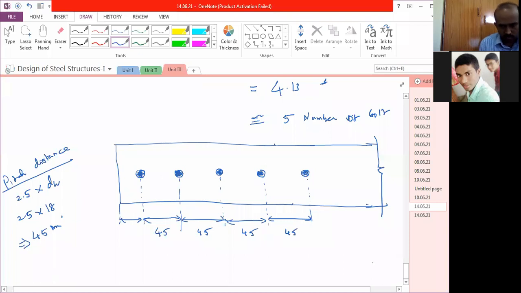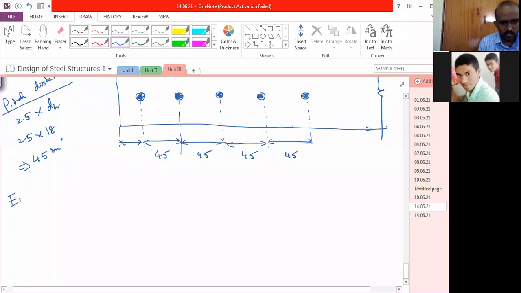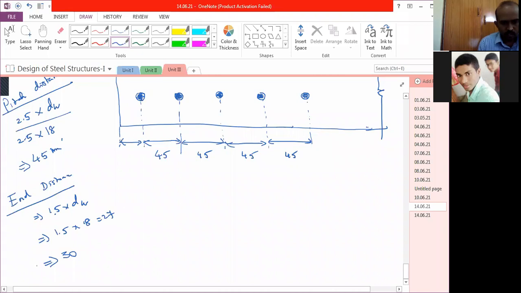What is the end distance? Anyone could remember the formula for end distance? How are we providing the end distance? It is equal to 1.5 times the diameter of the bolt hole. So 1.5 times 18, right? So it is a minimum distance. That is equal to 27, so approximately we will provide 30 mm.